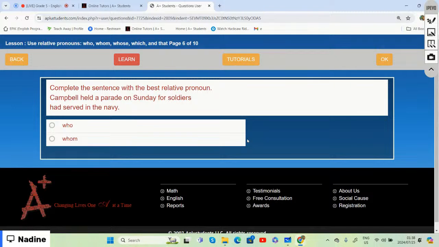Well done. The next one says Campbell held a parade on Sunday for soldiers. Do we say who had served in the Navy, or do we say whom had served in the Navy? We need to choose option one or option two.